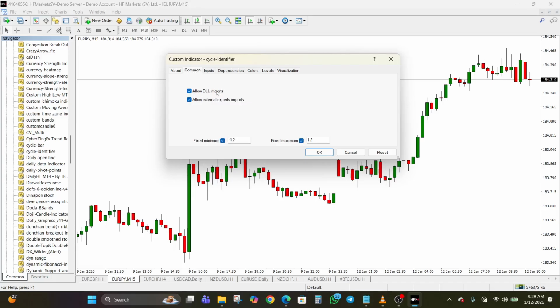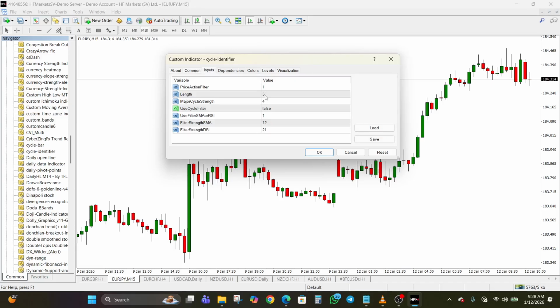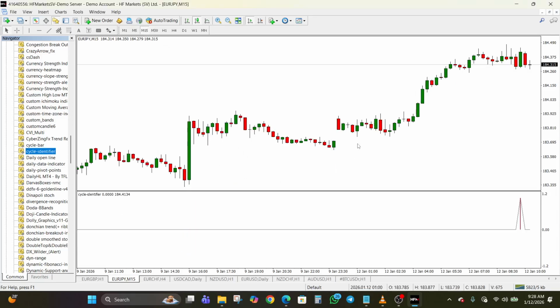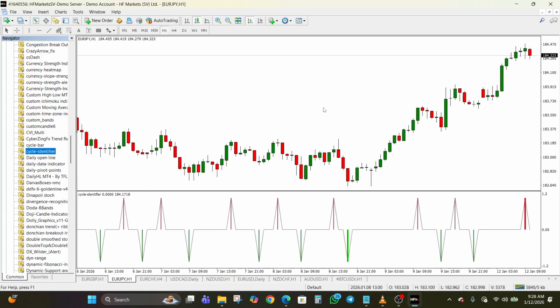Ensure that the allow DLL imports box is checked. Then these are the customizable settings: the price action filter, length, major cycle strength, use cycle filter, use filter SMA or RSI, filter strength SMA, filter strength RSI. So this is how the indicator looks.